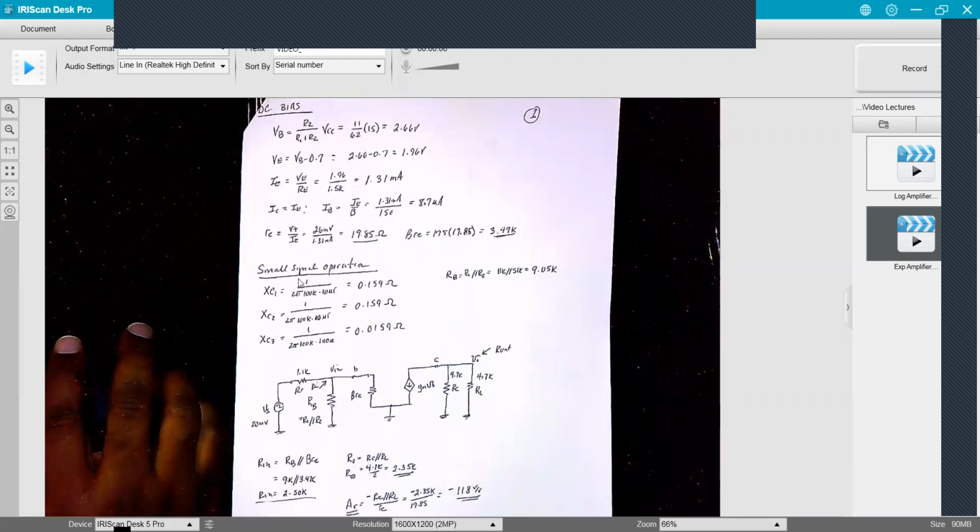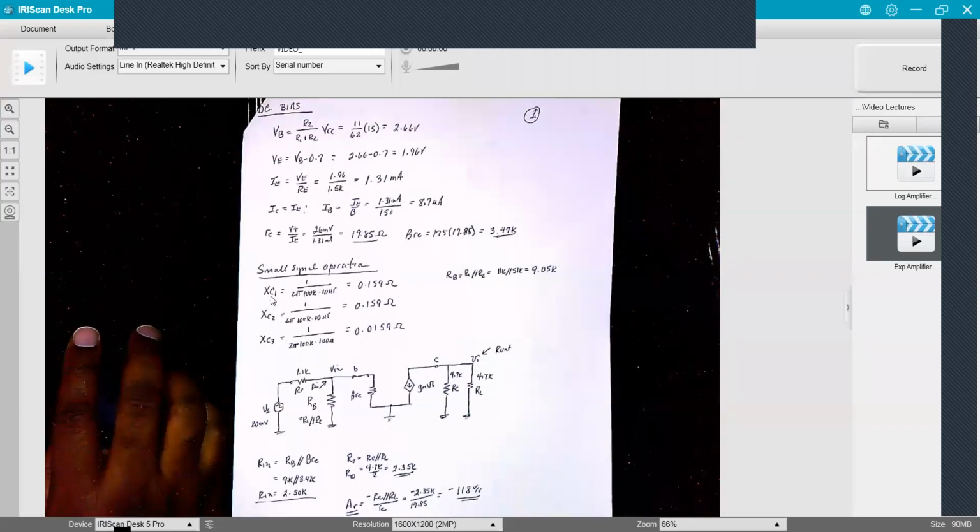So now we get down to our small signal operation. We went through this in class. It's not in the textbook, or maybe, no, actually it is. But small signal operation, I had gone through this in class.